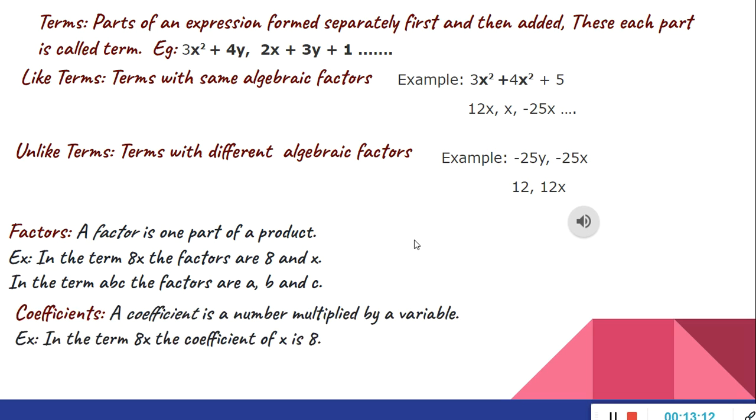Now what is a coefficient? A coefficient is a number multiplied by a variable. For example, in the term 8x, the coefficient of x is 8. What number is multiplying with the variable? That is the coefficient. That is also called a numerical coefficient. Clear?